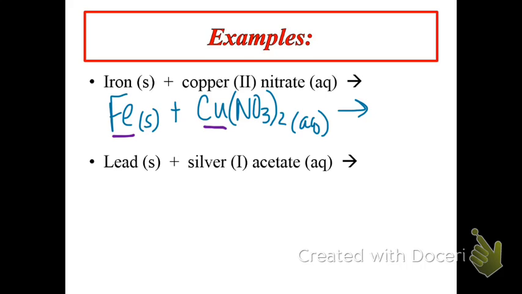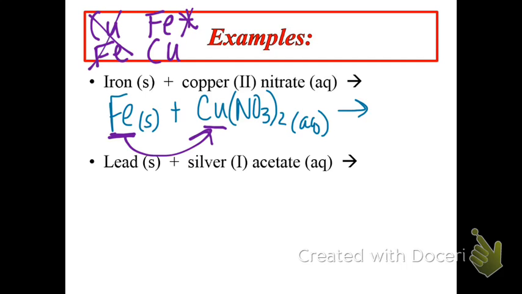That activity series chart. Okay? And look at the positioning relative to iron and copper on the chart. If iron is higher, then iron is going to take the place of copper. So basically, if Fe is here and copper is here, then iron is going to switch. If copper is here and Fe is here, then nothing's going to happen.